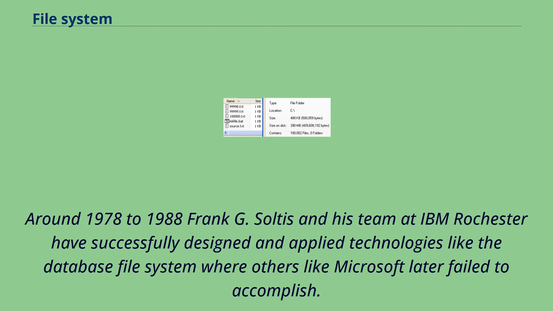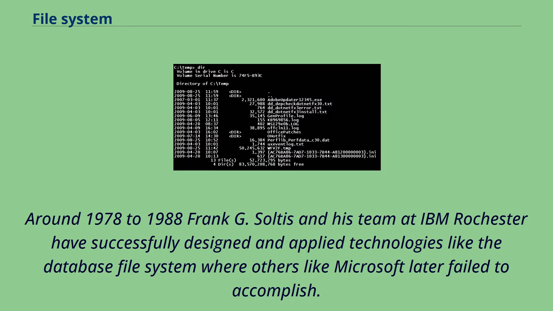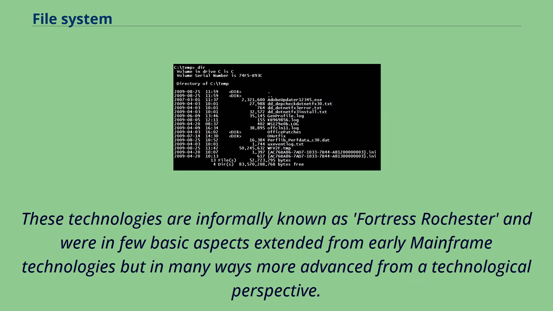Around 1978 to 1988, Frank G. Soltis and his team at IBM Rochester successfully designed and applied technologies like the database file system, where others like Microsoft later failed to accomplish. These technologies are informally known as Fortress Rochester and were in few basic aspects extended from early mainframe technologies but in many ways more advanced from a technological perspective.